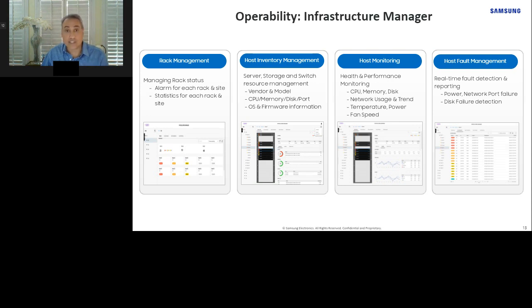Host monitoring, and this is simply monitoring the health of the hardware: CPU, memory, disk, network usage, fan speed, power, and then fault management. Whenever anomalies are detected in that infrastructure, being able to report quickly on that is a key benefit for the infrastructure manager.